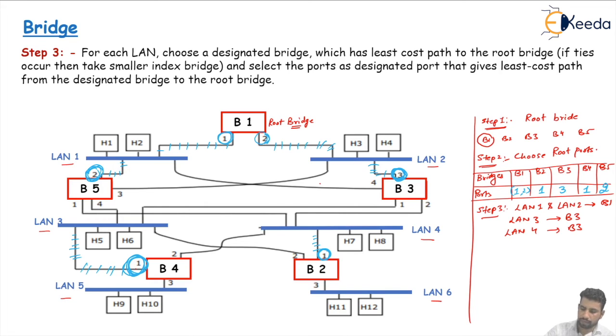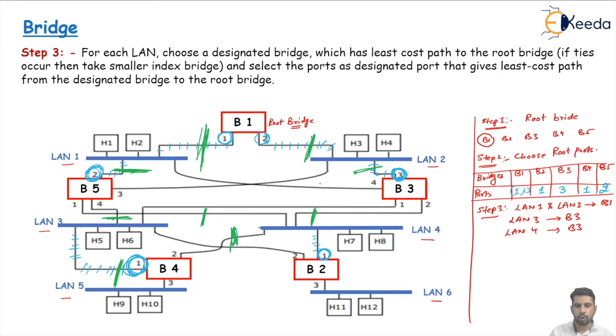For LAN number 5, we have options both B4 and B5. Let's check that. If we go through this link this way, we have one link, two links, three links, and four links. If we go through this path, one link, two links, three links again, and four links. If we follow this path, then 1, 2, 3, and 4.